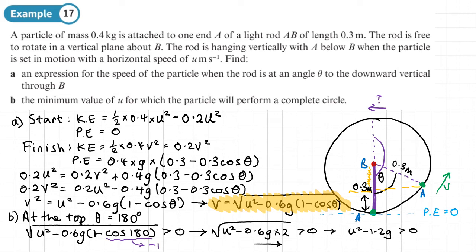Then we'll move the 1.2g across, so we'll have u squared is greater than 1.2g, and so u needs to be greater than the square root of 1.2g. So there we go. That needs to be the minimum value of u for which the particle will perform a complete circle. When u is greater than this value, that means that when it gets to the top, that velocity will be greater than 0. It will carry on and perform a complete circle.